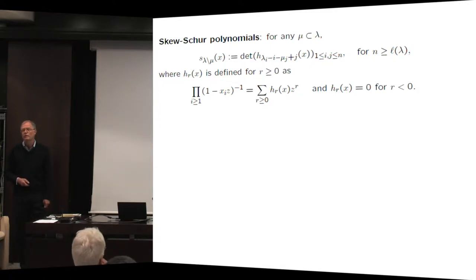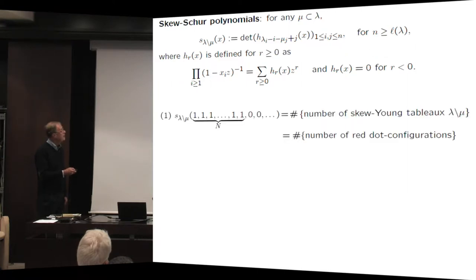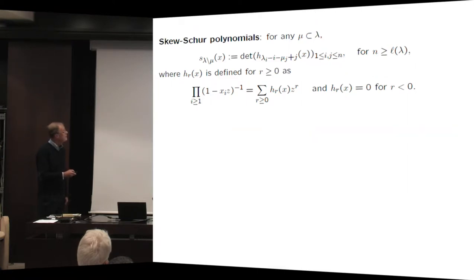If you look at the Young tableau corresponding to lambda. No, I'm sorry. If you look at the Schur polynomial corresponding to the skew-Young diagram lambda minus mu, that is given by the following determinant, where the h's are, you take this function, expand them into z, and these are the h r. I mean, that's just a well-known formula.